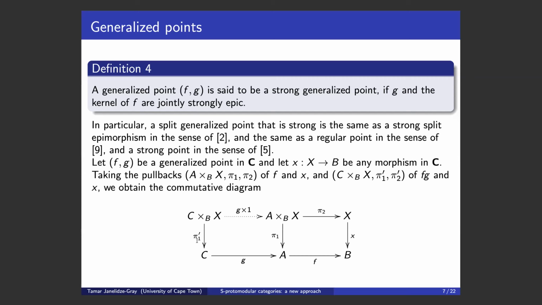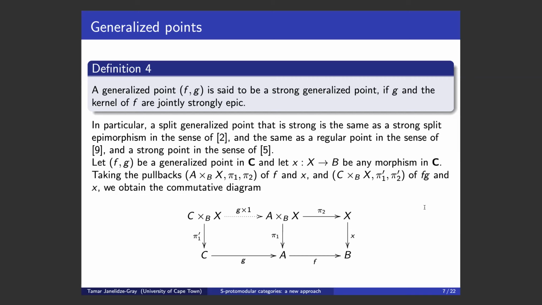Pi1 prime is the first projection of the pullback, and then we get a second projection from this object going all the way to x. But then because this right-hand square is a pullback, we get an induced morphism using the universal property, or the definition of a pullback, which makes this right-hand square commutative. And I denote it by g cross 1 because it is the morphism that we get there.